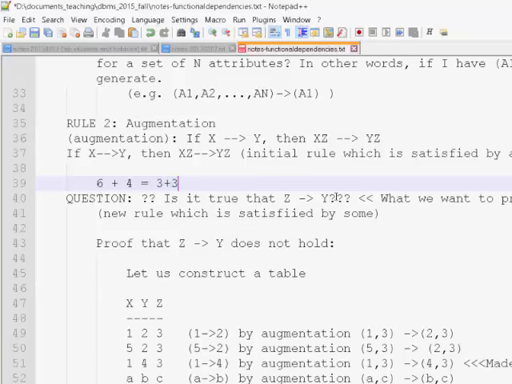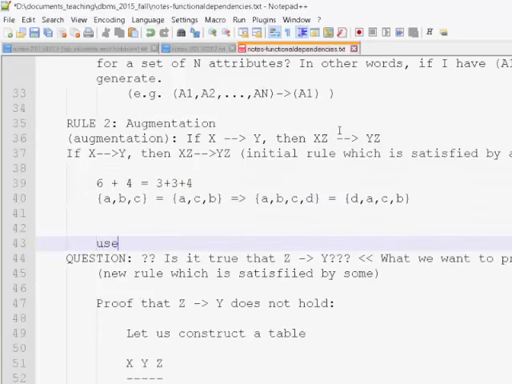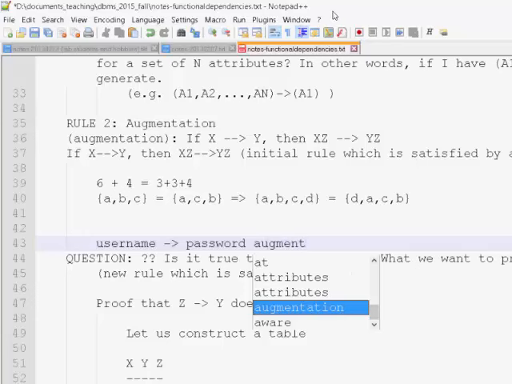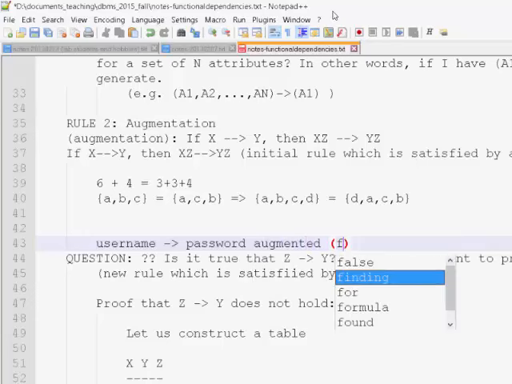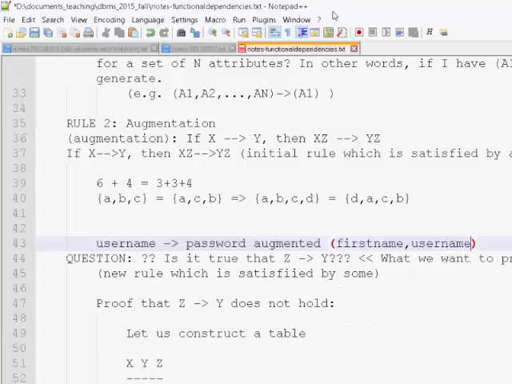So let me use one. So for example, if someone says username determines password. This is something that we all know. Usually, once you have the username, it should lead you to some specific password. Right? If this is there, and then I augment it. Augmented means that I can say first name, username implies first name.